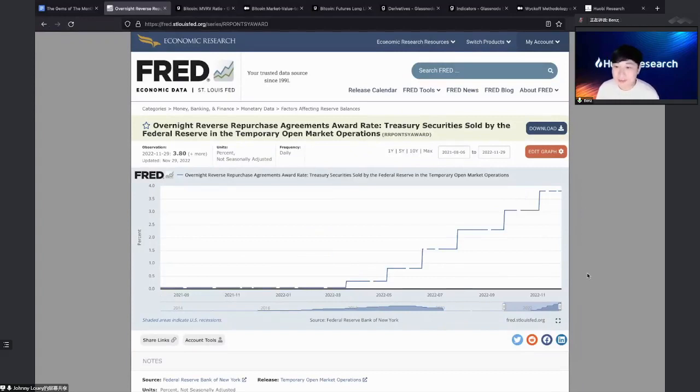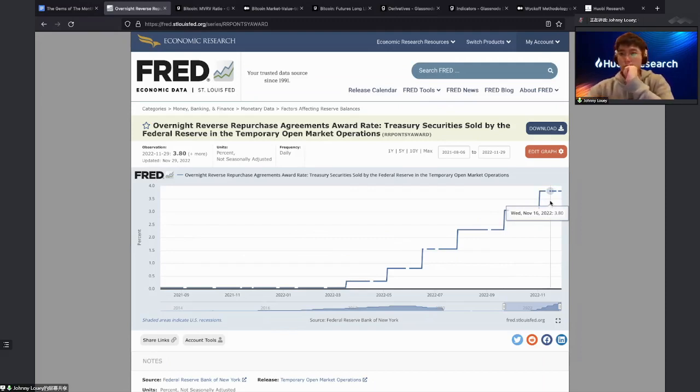So this is what risk free is. And with the reverse repo, this is risk free because it's promised by the Federal Reserve. This is actually risk free. So right now, risk free money is around 3.8%. That's really high.